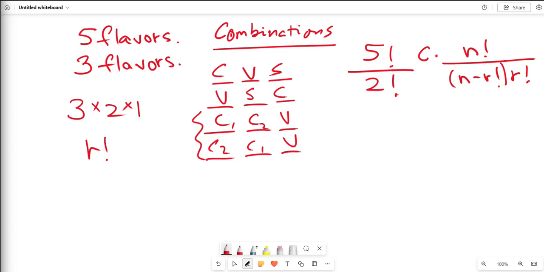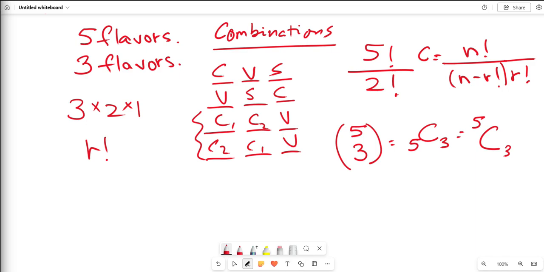So combinations can be written various ways. One way to write them is in parentheses like this, 5 choose 3. Another way to write it is to say 5 C 3 like this, or some people might write it as 5 C 3 like this. But they all essentially mean the same thing. You're choosing 3 things from 5 things where the order does not matter. And the formula is basically n factorial over n minus r factorial divided by r factorial, where r is the number afterwards, the 3, and n is the 5.